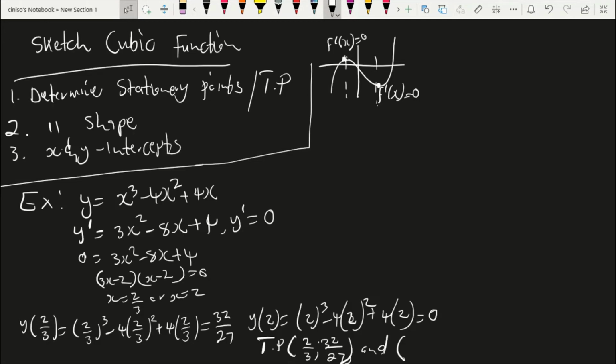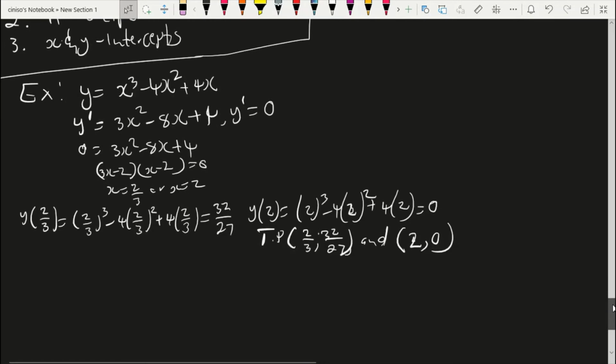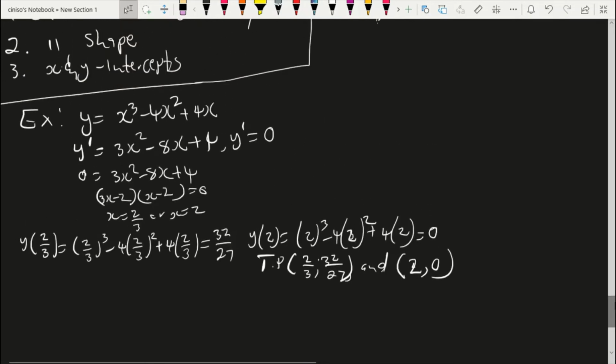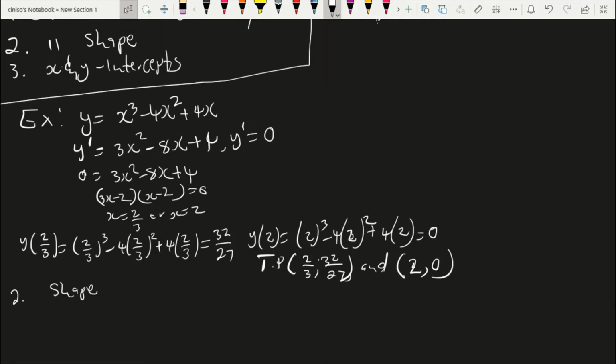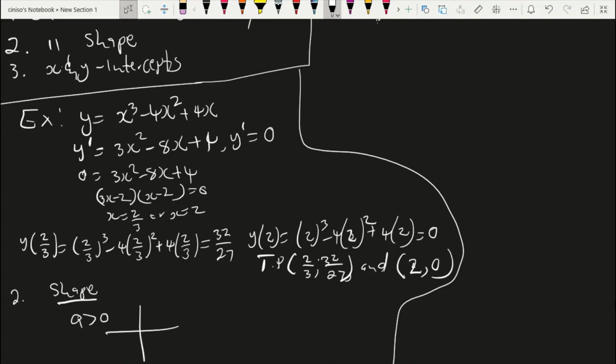and you also have 2 and 0, right? So now the second step is to find the shape, right? If you were to draw the shape, you know that when a is greater than 0, it's an increase, decrease, increase. And when your a is less than 0, it's a decrease, increase, decrease.